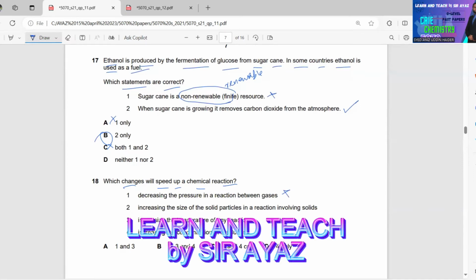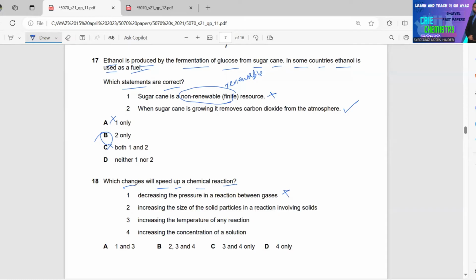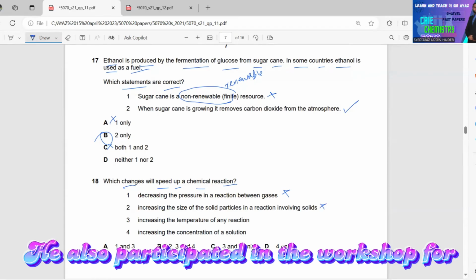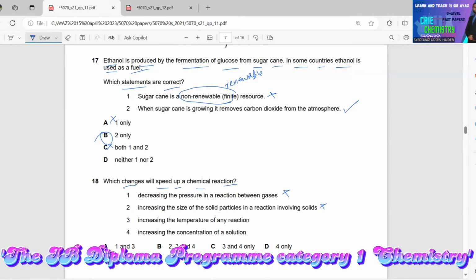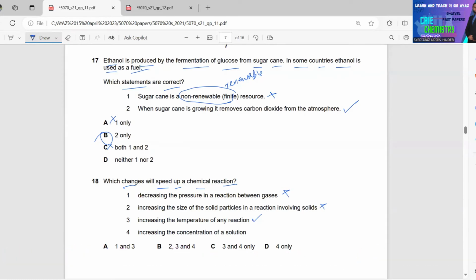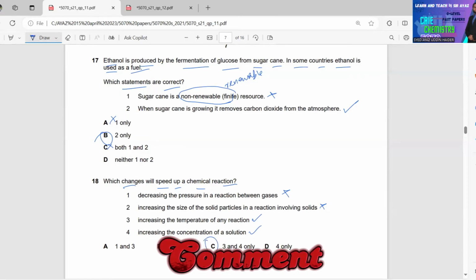So this is incorrect. Number 2, increasing the size of the solid particles in a reaction involving solid. This is also incorrect because small size particles have large surface area. They will react at a faster rate as compared to large size particles. Number 3, increasing the temperature of any reaction. This is correct because if you increase the temperature, particles have more kinetic energy, so they will collide at a faster rate. Number 4, increasing the concentration of a solution. This is also correct. If you increase the concentration, you have more reacting particles. So 3 and 4 is the correct statement. So choice C must be the right answer in this case.